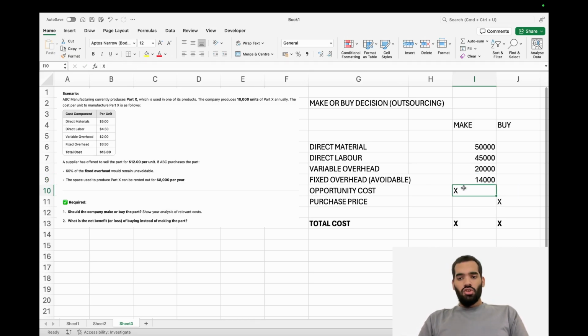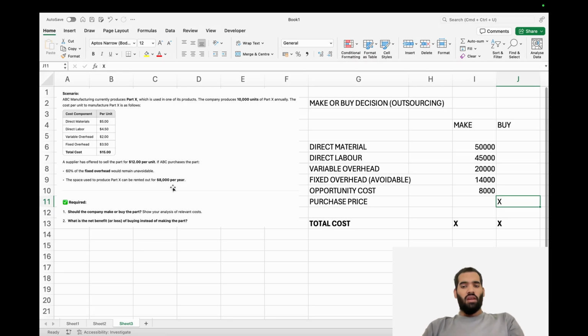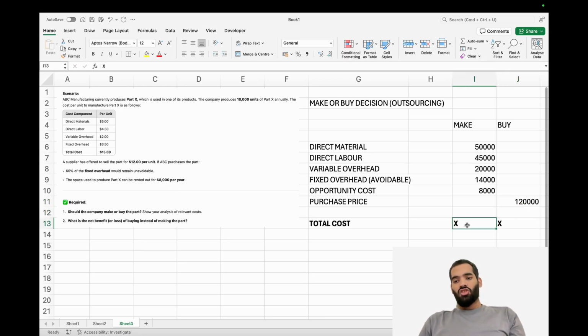And then the opportunity cost. If I keep making the product, I will lose out on this space being rented out to someone else for $8,000 per year. So I'm losing out on that rent money that I would make if I gave the space to someone else to use. There you go. And the purchase price is always just the purchase price. So we will have to pay 12 per unit. And how many do we need to buy? 10,000. So let's see which is cheaper.